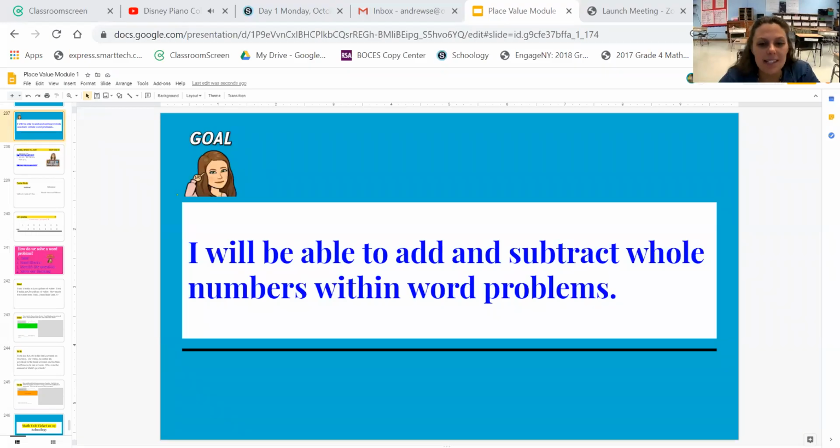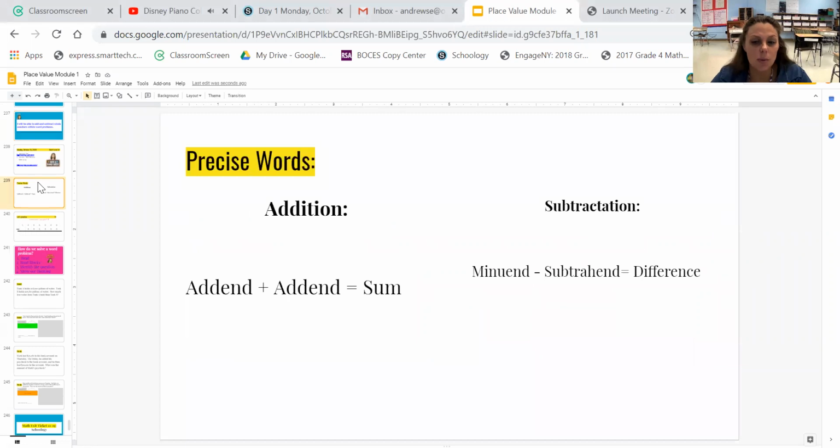Hi, ladies and gentlemen. Today we are going to continue practicing subtraction. We're also going to focus on addition, all within some word problems. So let's get started. Before we get started, I just want to remind you of some of those precise words that we use in math.